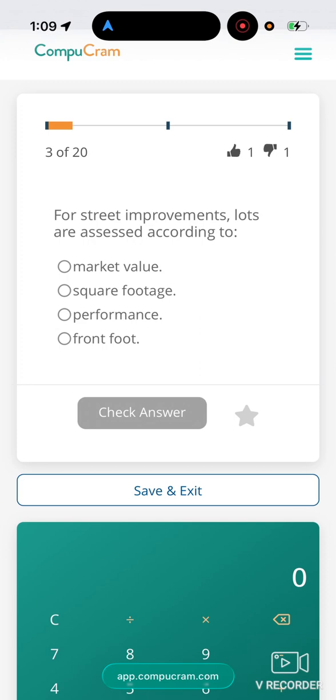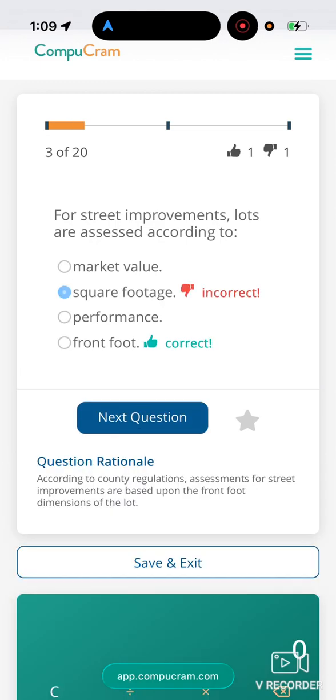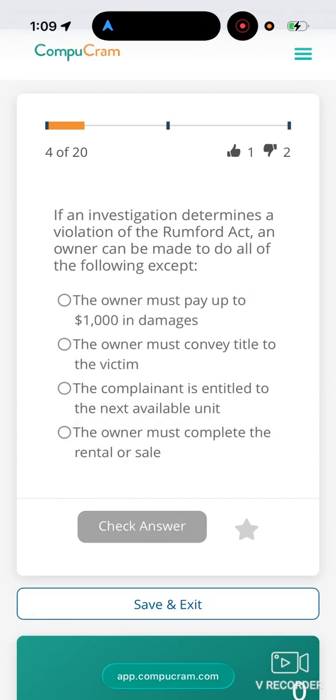Question number three. For street improvements, lots are assessed according to market value, square footage, performance, front foot. Let's say front foot. According to county regulations, assessments for street improvements are based upon the front foot dimensions of the lot.